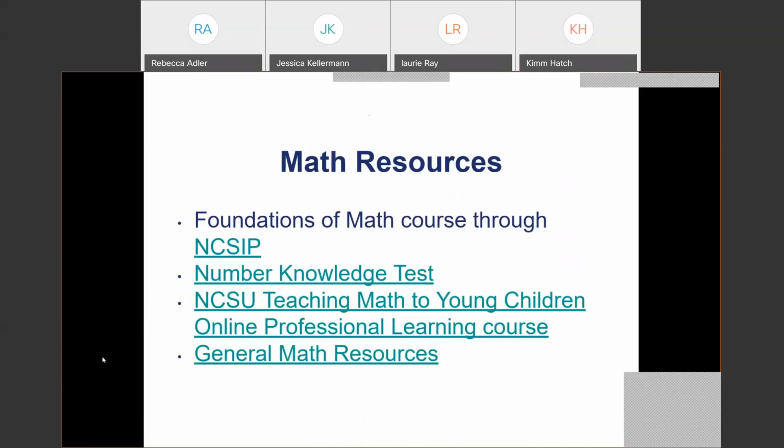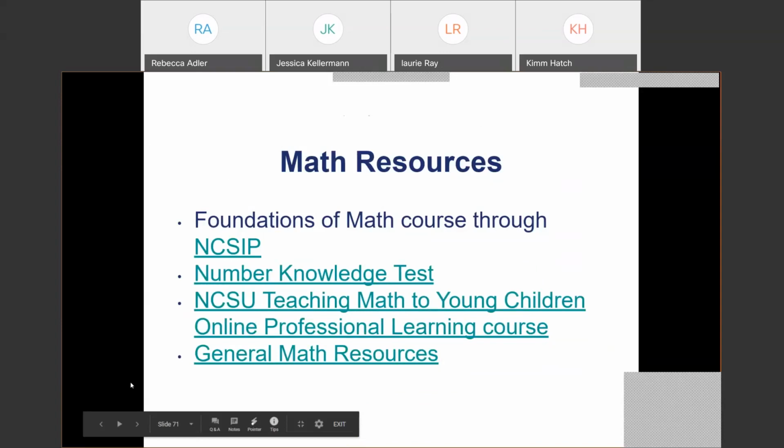There's also some links for just math in general. NC-SIP is the North Carolina School Improvement Project. They work out of NCDPI, and in a nutshell, it's a grant, and they want to help students not only with disabilities, but to truly bridge that gap for all learners to make growth. So you'll see a link to their website, the number knowledge test, and then there are 2 free PDs. So let's go to the next slide.